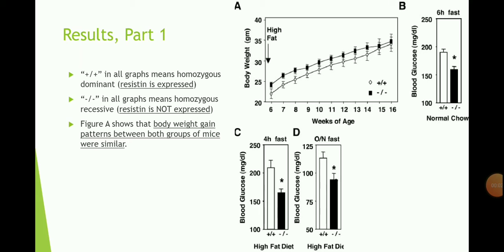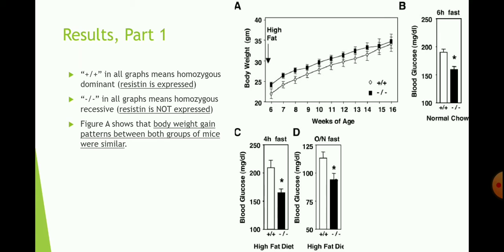Okay, now onto the results. So, for clarification purposes, plus/plus in all graphs means homozygous dominant. Essentially, resistin is expressed in both alleles. Minus/minus in all graphs means homozygous recessive. Resistin is not expressed. The resistin gene is not in either allele.